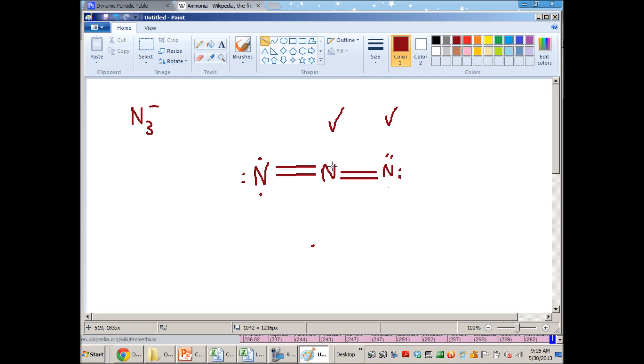All right, so now this nitrogen still has 4 times 2 is 8 electrons around it. But this nitrogen is now saturated. It's now satisfied with 8 electrons in its octet. So at this point, we would say that this Lewis structure looks good because we have 3 nitrogens with satisfied octets.